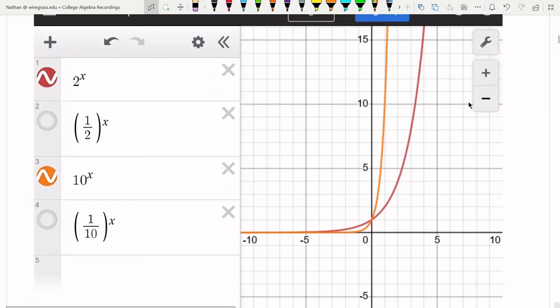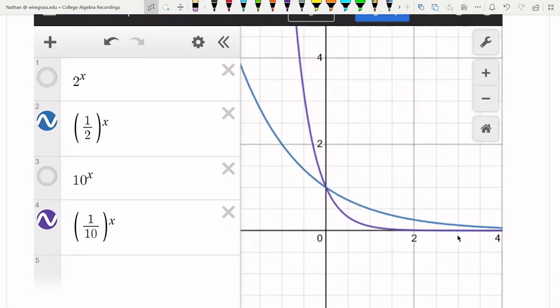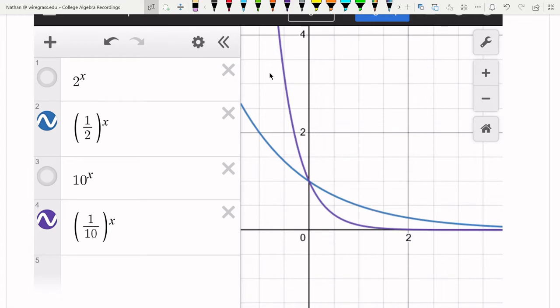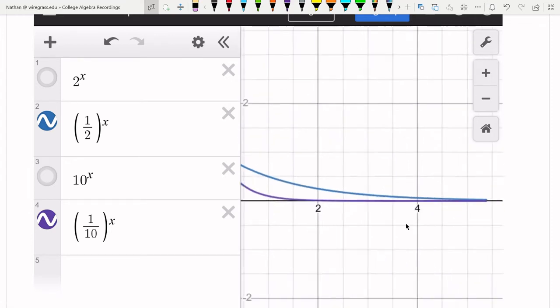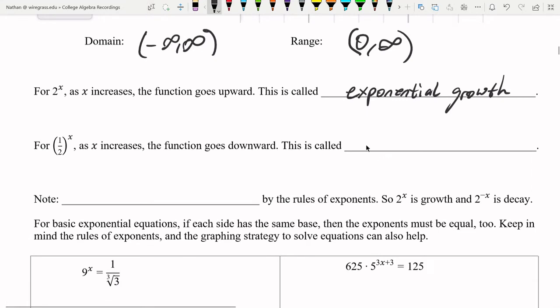And as we go, we have 1/2 and 1/10. As you go left to right here, these things are going down to 0. It goes from a higher value all the way down to 0 until it reaches 0. That's called exponential decay. And it's important to note, I'm just going to look at 1/2 here.